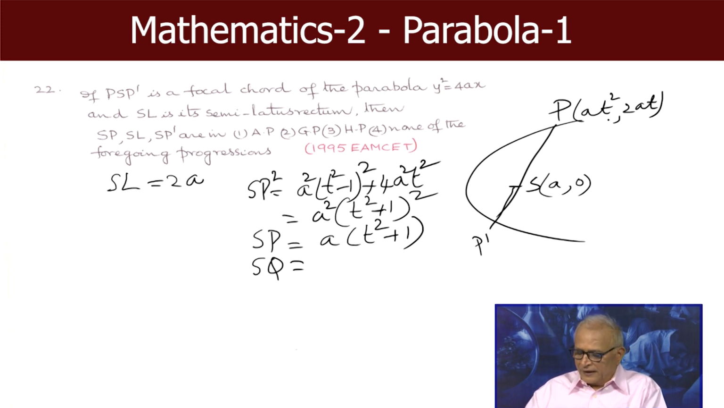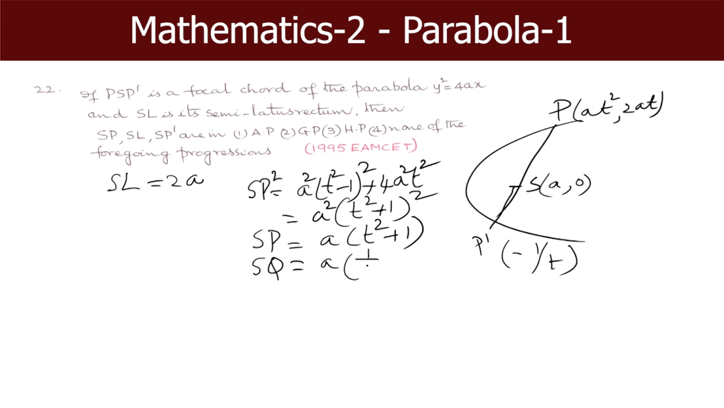అలాగే SQ ఎంత అవుతుంది? దీనిది t అయితే దీన్ని -1/t, P' అది -1/t కాబట్టి a into (1/t² + 1). t బదులు -1/t రిప్లేస్ చేయడమే. ఇప్పుడు SP, SL, SP' ఇందులో ఉంటాయి. అర్థమెటిక్ ప్రోగ్రెషనా, జియామెట్రిక్ ప్రోగ్రెషనా, హార్మోనిక్ ప్రోగ్రెషనా అని అడిగారు.